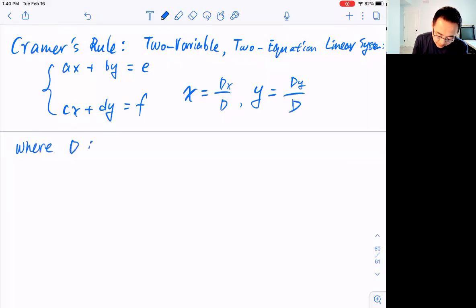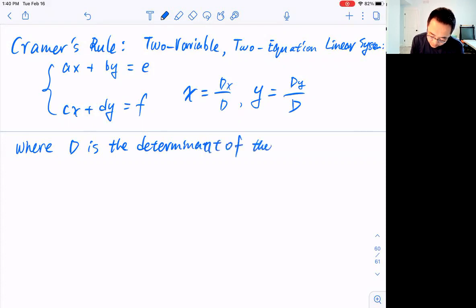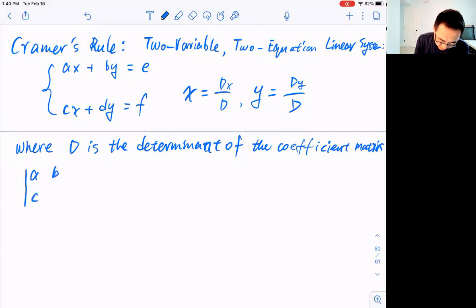okay, d is the determinant of the coefficient matrix. Okay, so that means it's this determinant of a, b, c, and d. Okay, and that's what d is.